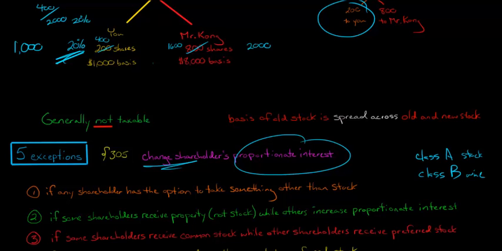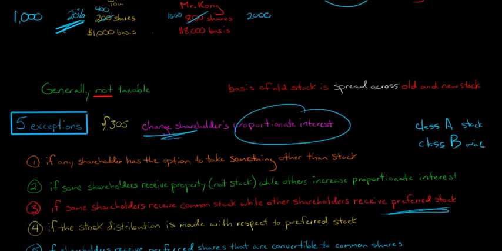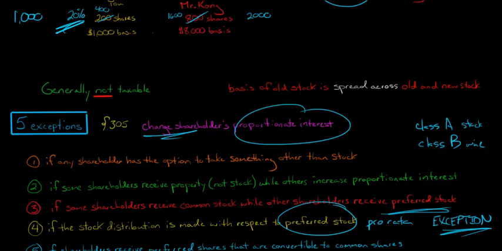Also, if some of the shareholders receive common stock while other shareholders receive preferred stock, that's going to cause the stock dividend to be taxable. And just generally speaking, if the stock distribution is made with respect to preferred stock, it's going to be a taxable stock dividend, even if this is pro rata. Even if everybody is getting the same amount of preferred stock, it doesn't matter. If it's pro rata, it's still going to be taxable unless there is an exception. Certain types of convertible preferred shares could qualify for an exception.